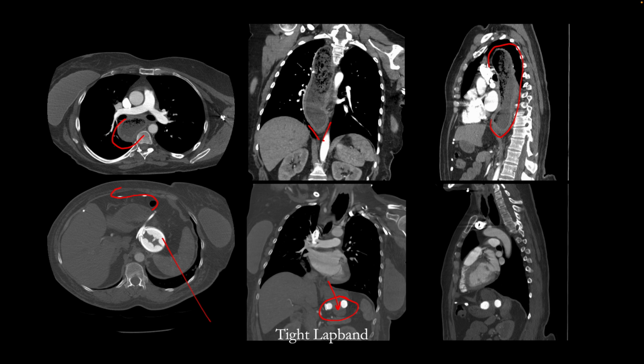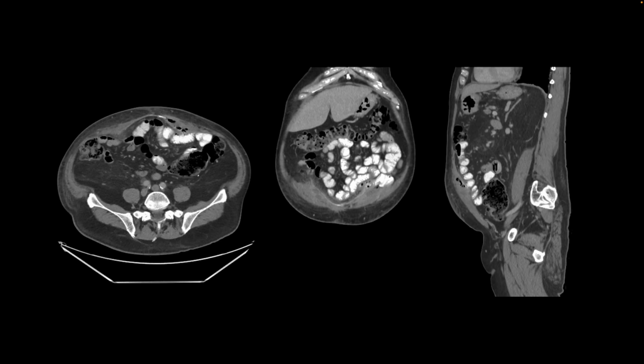So this is one of the complications of lap band, which is it could be very tight, leading to distended and dilated esophagus with symptoms.